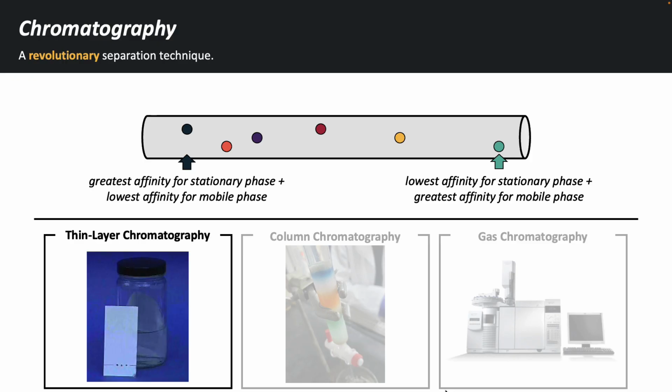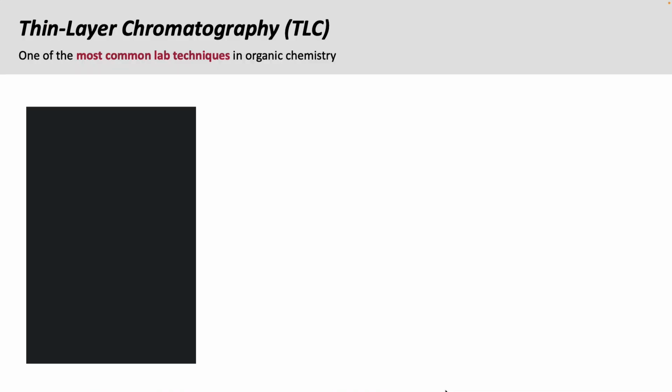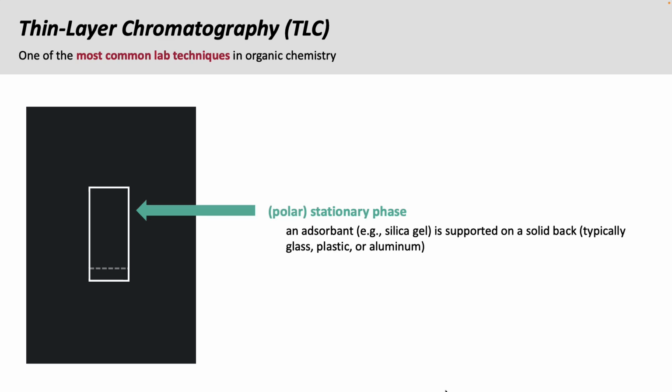So let's take a closer look at our technique for this week, thin layer chromatography. Again, you'll more commonly hear this referred to as TLC, which is what I'll call it for the rest of our lecture today. TLC uses a typically, though not exclusively, polar stationary phase. This is often an adsorbent, for example, silica gel, and is supported on a solid backing. You'll sometimes see glass, plastic, or even aluminum backings. In this lab, we'll use plastic.